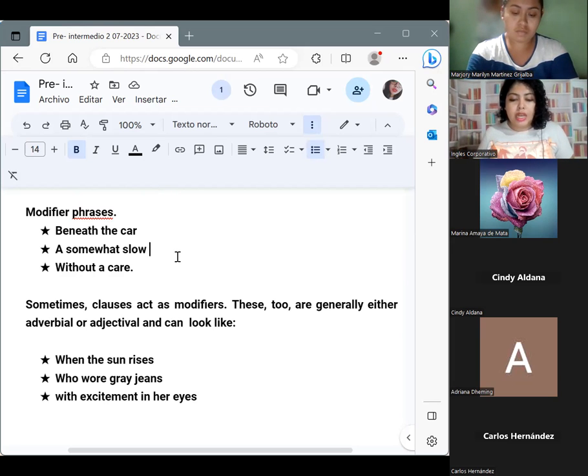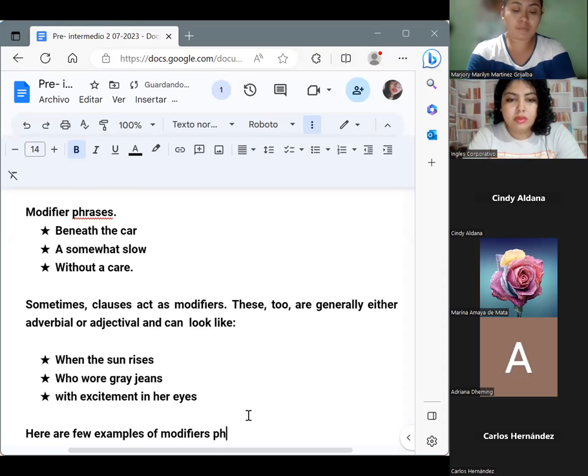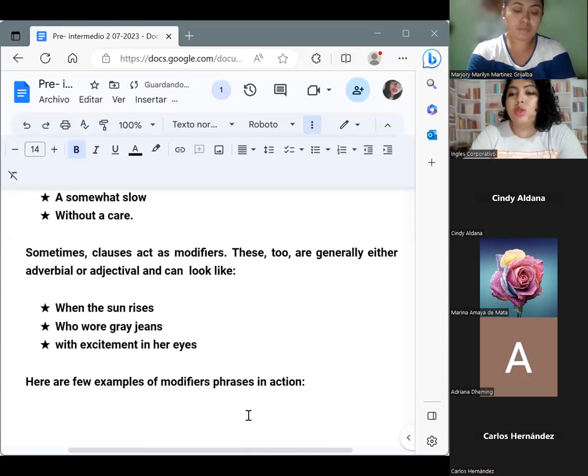And we are going to see some examples of modifiers in a complete sentence. So we are going to see two examples of complete sentences using modifiers. In number one we have: "We waited until the last minute to mention our concerns."